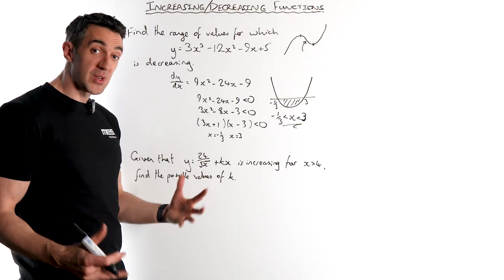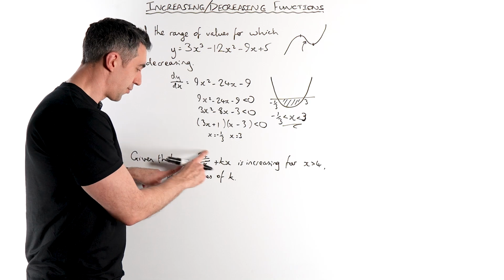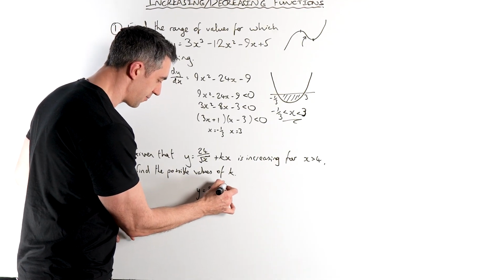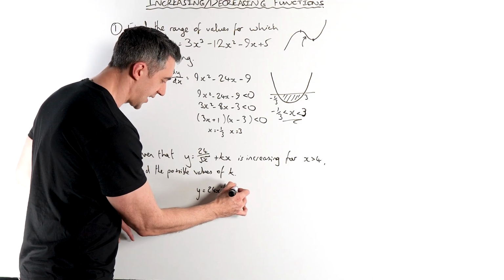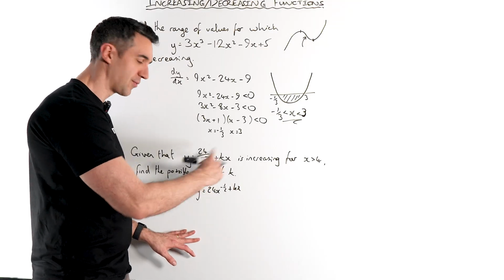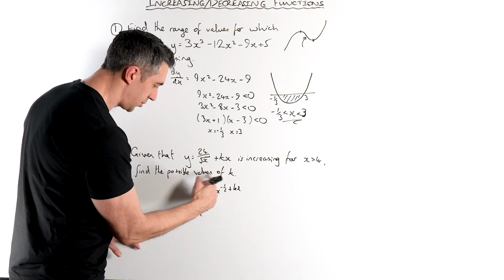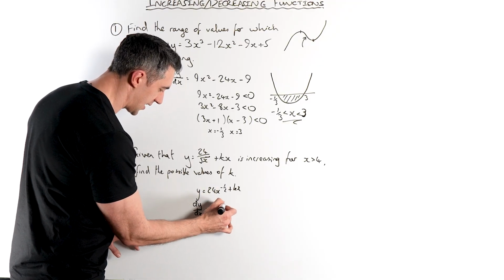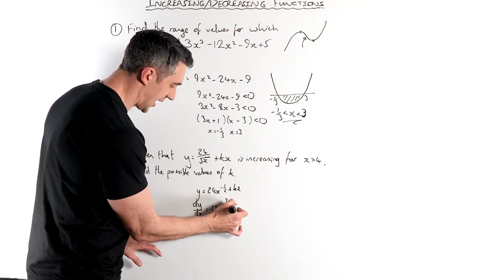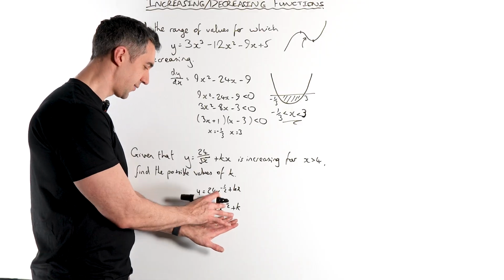So same idea, we still need to differentiate, but again, I've got the problem like we would normally have with differentiation that I need to rewrite this first of all. So y equals 24 x to the power of minus a half plus kx. Remember, I haven't differentiated yet, so it still says y equals. Now that's ready to differentiate, so I can say dy by dx equals, multiply by the power gets me minus 12 x to the power of minus 3 over 2. I take one off, and then I get plus k. Okay. So there's my differentiated function.